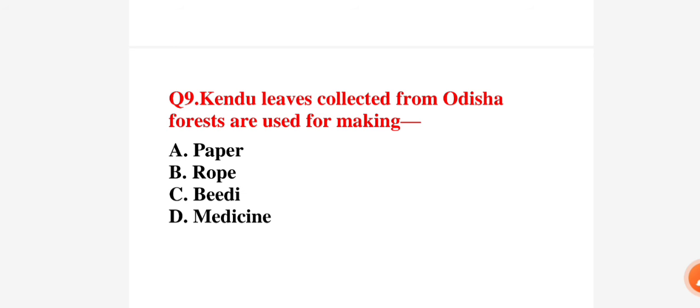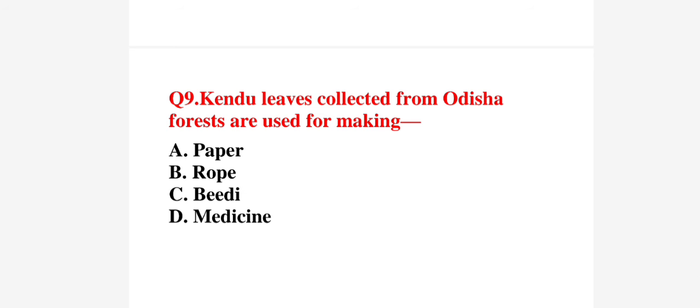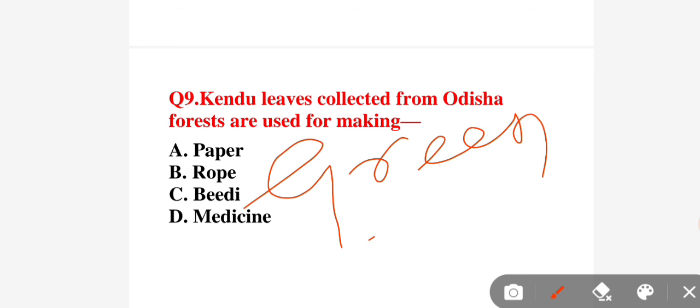If I talk about Odisha's contribution of Kendu leaves, approximately 4.5 to 5 lakh quintals of Kendu leaves are produced in Odisha, which is approximately 20% of India's total production of Kendu leaves. And Kendu leaves are a non-timber forest product. Can you tell me what the other name of Kendu leaves is in Odisha? Very important question. Yes, Kendu leaves are called the green gold of Odisha. Very important. Green gold.